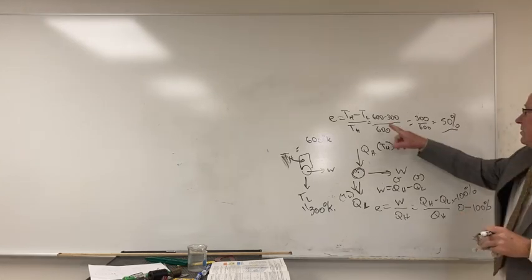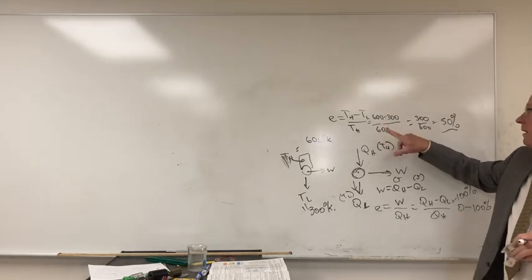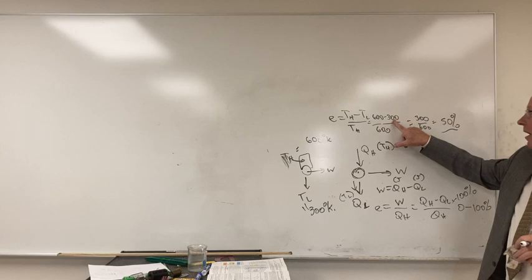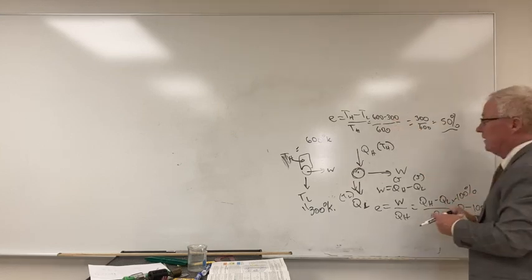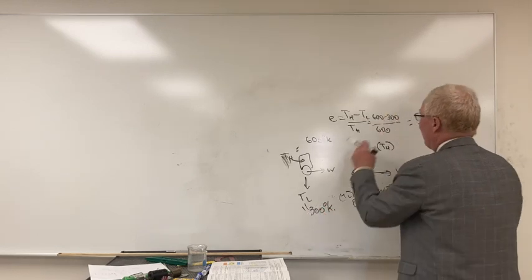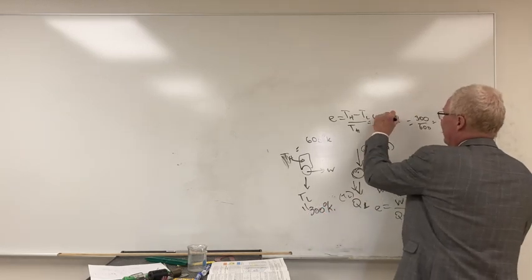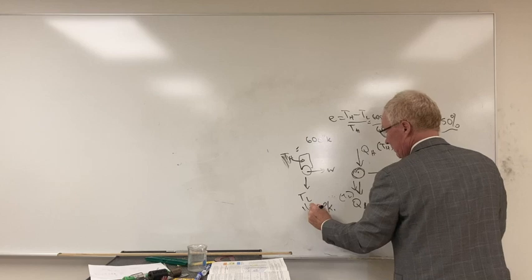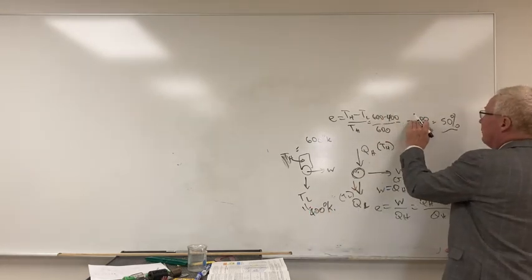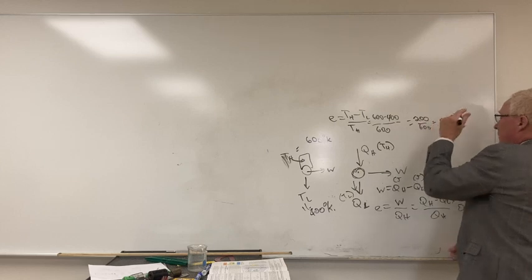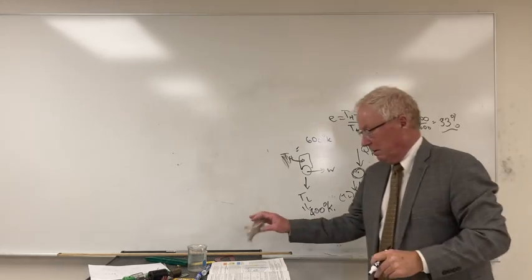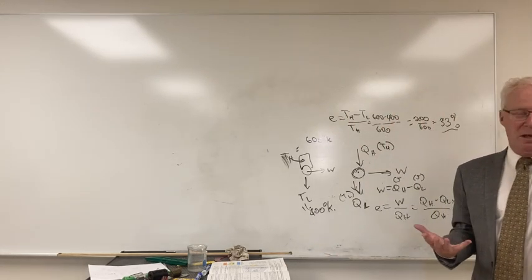In reality, this is going to be probably hotter than that. And this may be hotter than that too. So it's very hot gas coming out. Say the temperature is really hot, like almost boiling. This would be, say, 400. And that would be 200. Then we're down to 33%, which is actually more typical for a car engine. All right, so that's the efficiency.